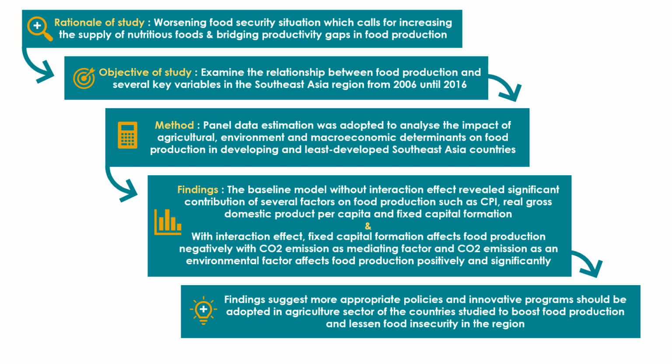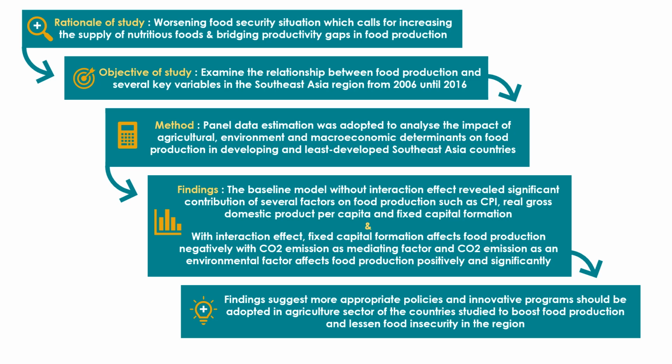Due to the worsening food security situation, which calls for increasing the supply of nutritious foods and bridging productivity gaps in food production, this study has examined the relationship between food production and several key variables in the Southeast Asia region from 2006 until 2016. The method used was panel data estimation to analyze the impact of agricultural, environment, and macroeconomic determinants on food production in developing and least developed Southeast Asia countries.